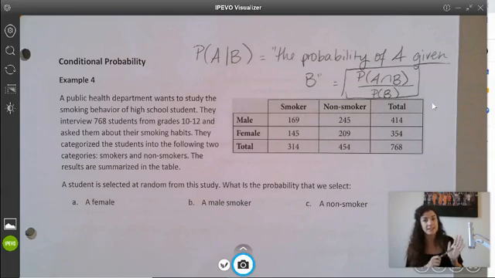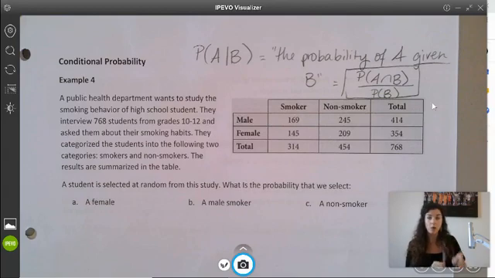Okay, let's practice it. A public health department wants to study the smoking behavior of high school students. They interviewed 768 students from grades 10 through 12 and asked them about their smoking habits. They categorized the students into two categories: smokers and non-smokers. The results are summarized in the table. A student is selected at random from the study. What is the probability that we select, and then we have a bunch of options.